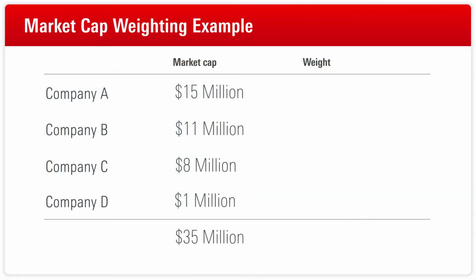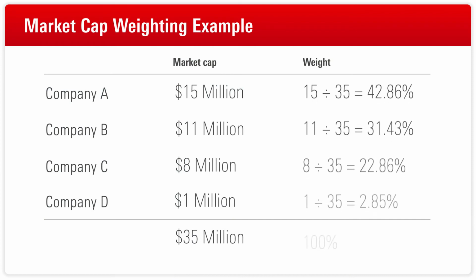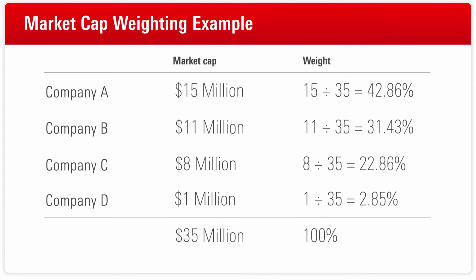To determine each stock's weight in the index, we divide its market cap by the total capitalization of the market that this index follows, which in our case is $35 million. In our example, Company A makes up almost 43% of the market, so that's going to be its weight in the index.